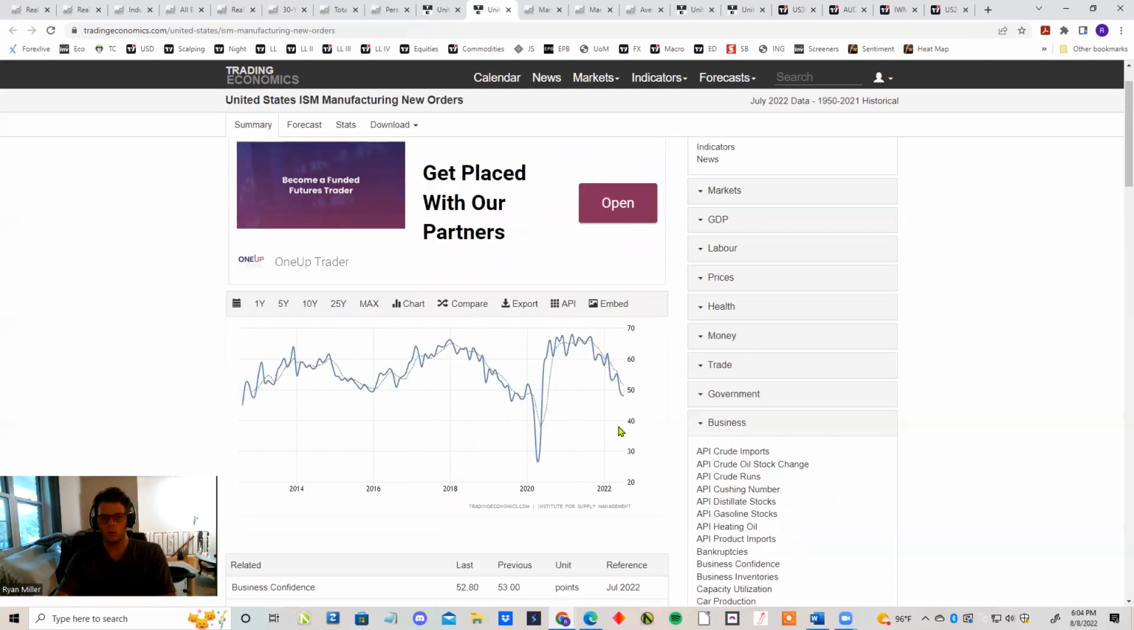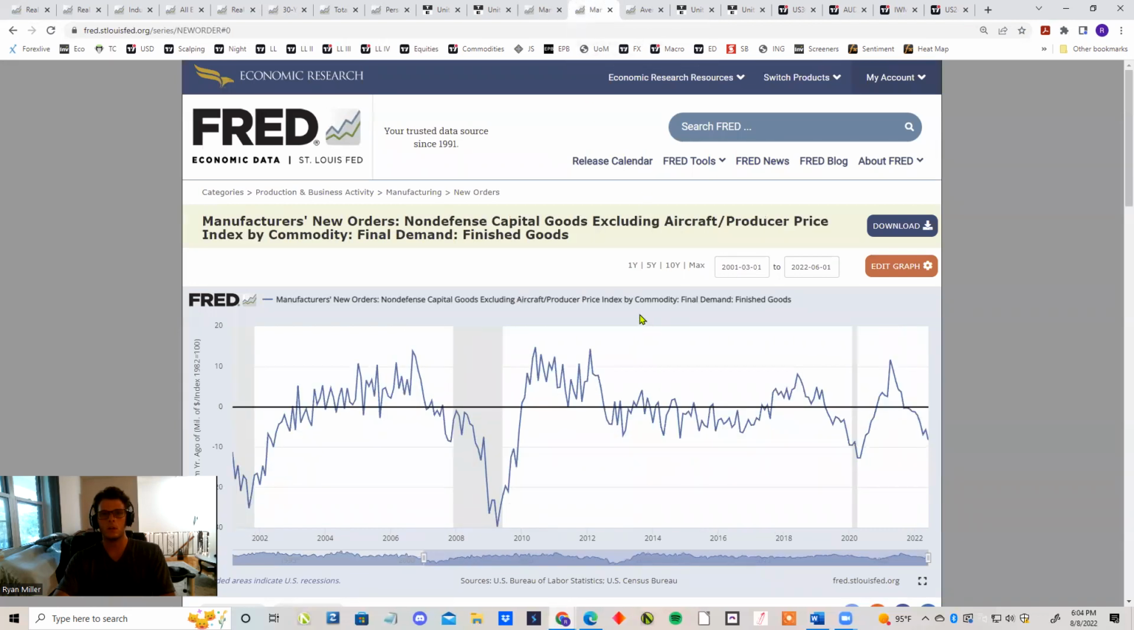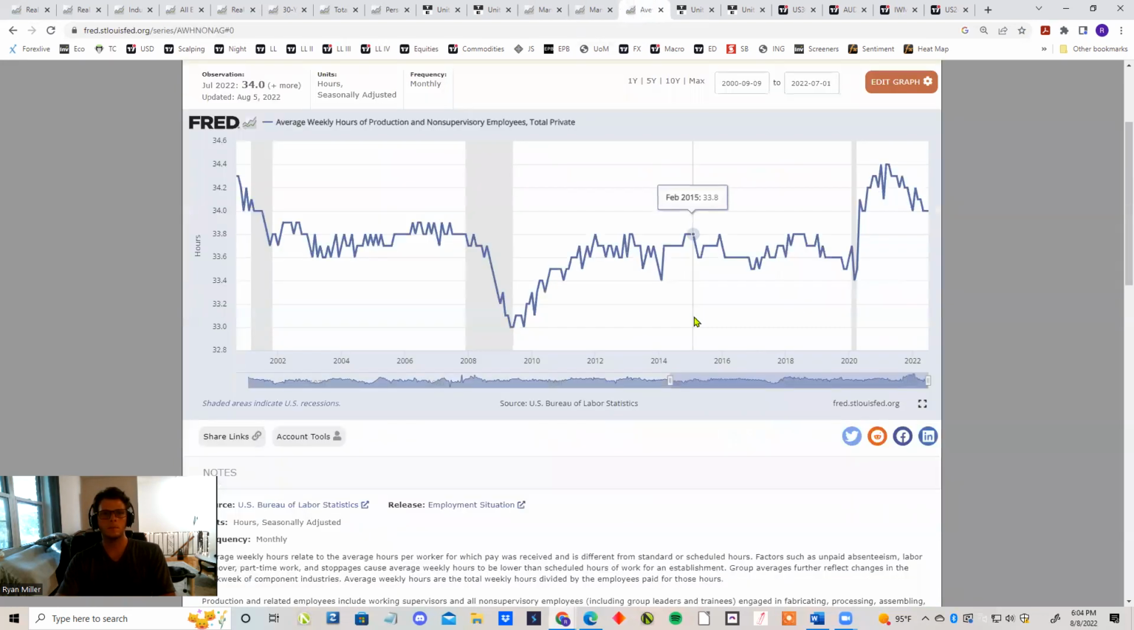ISM manufacturing new orders. Same thing. By the time January rolled around, it had already slowed and crossed below its average, right, to the downside. Durable goods new orders, right, excluding defense, big slowdown. We were already contracting by the time we got into 2022. Capital goods new orders, manufacturing capital goods new orders, peaked 2021. By the time we got into 2022, already contracting.